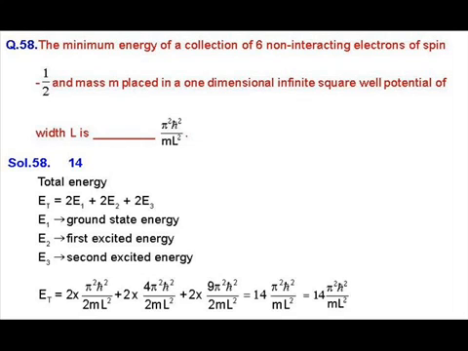plus 2E2 plus 2E3, where E1 is the ground state energy, E2 is the first excited state energy, and E3 is the second excited state energy. For the ground state, n equals 1, for the first excited state n equals 2, and for the second excited state n equals 3. So the total energy of the system is 2 into pi square h cut square divided by 2mL square plus 2 into 4 pi square h cut square divided by 2mL square plus 2 into 9 pi square h cut square divided by 2mL square, that is equal to 14 pi square h cut square divided by mL square.